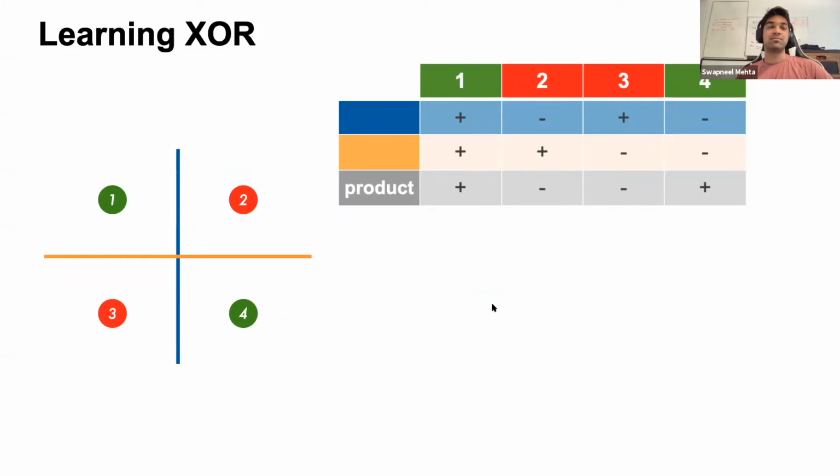Okay, so we discussed using two of these lines together in order to separate the points. The yellow line tells us that 1 and 2 lie on the positive side and 3 and 4 lie on the negative side. The blue line tells us that 1 and 3 lie on the positive side and 2 and 4 lie on the negative side. And when we combine these two, that's when we get this ultimate idea of XOR, separating XOR data.